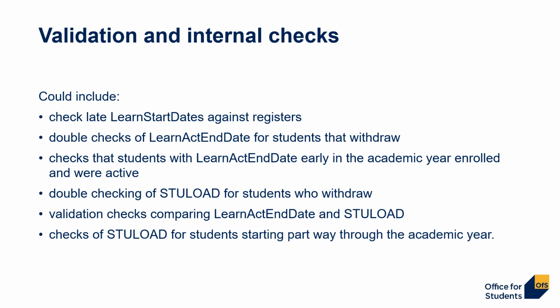Check that students with LearnActEndDates early in the academic year enrolled and were actually active in that academic year, and not that their end date should have been backdated to the previous year. Double check STULOADs for students who withdraw, so make sure they have been reduced as expected. Add some validation checks in that compare the LearnActEndDate and the STULOAD to make sure they look sensible. And maybe add in some checks on STULOADs for students starting partway through the year, so in that example I gave previously, where the student might start in January.